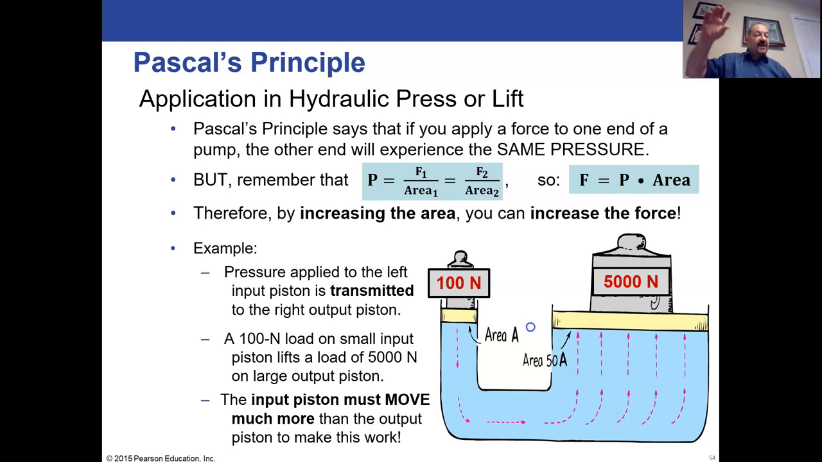Because remember, force times distance, how much it's pushing down, has to equal force times distance. If we're pushing down over here, we still have to have the same amount of work being done, or energy. The energy input has to equal the energy output. There's no way around that. And the way you get around that is by pushing the 100 newtons much deeper to make the 5,000 newtons go up just a little bit.